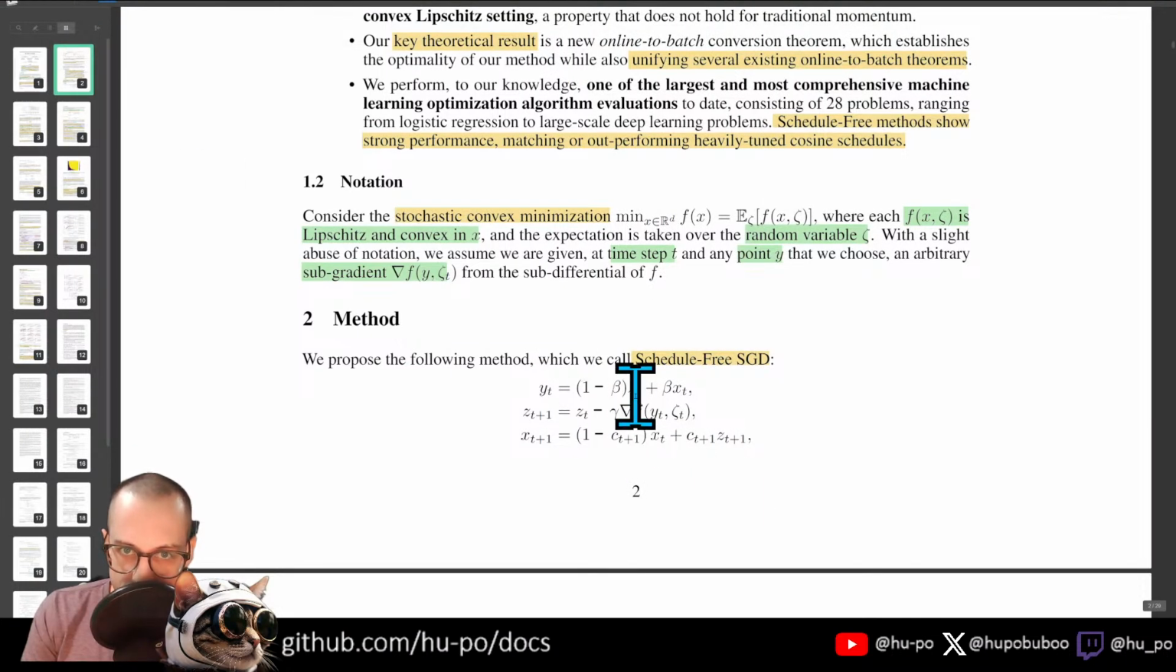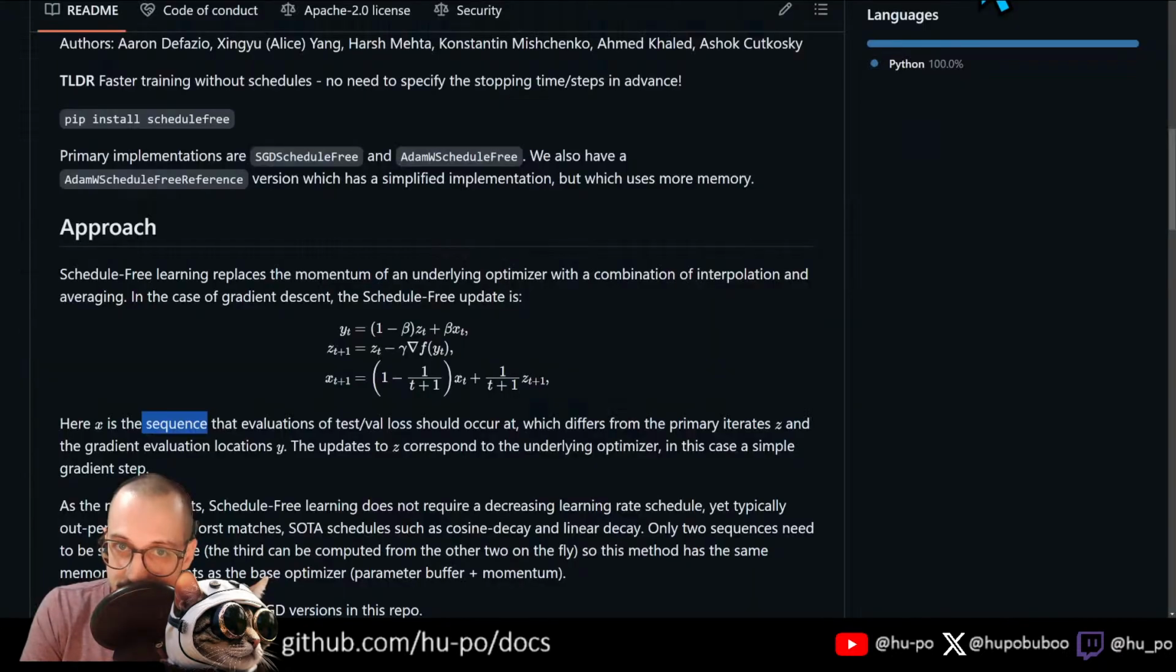You can see how this is really just a bunch of averages. z of t plus 1 is a function of z of t and the gradient of your function. x of t plus 1 is a function of x of t and z of t plus 1. So you're using averages of previous averages of previous averages. As they said here, it's a combination of interpolation and averaging. It's the same idea of using some of the information from the previous time step, z t plus 1, to inform the current time step.